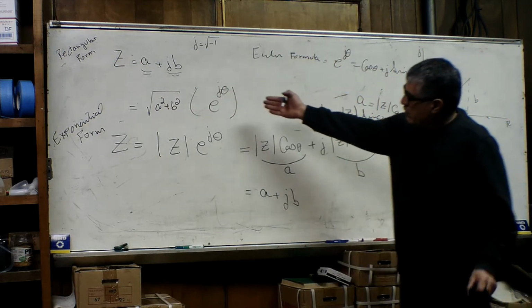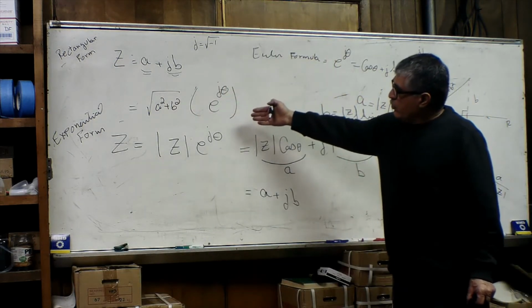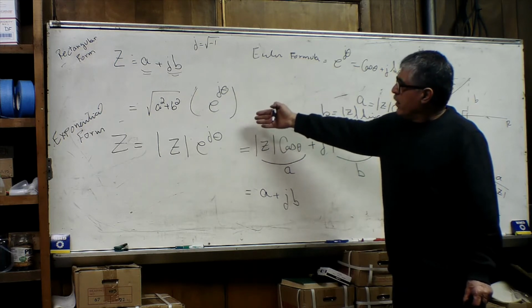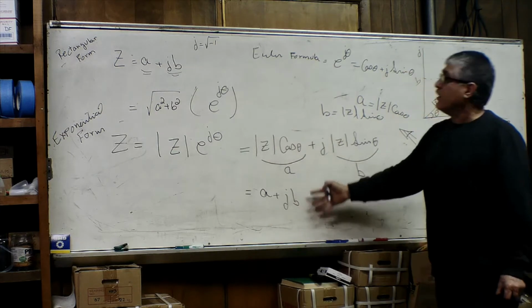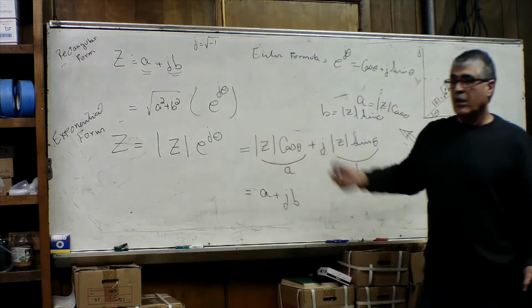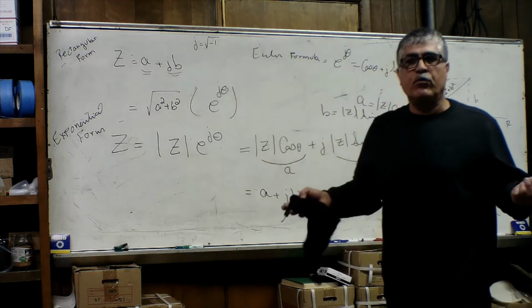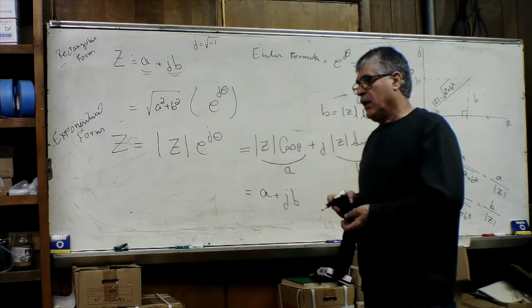Now we learned how to convert a complex number from the exponential form into rectangular form. And why do we want to do that?